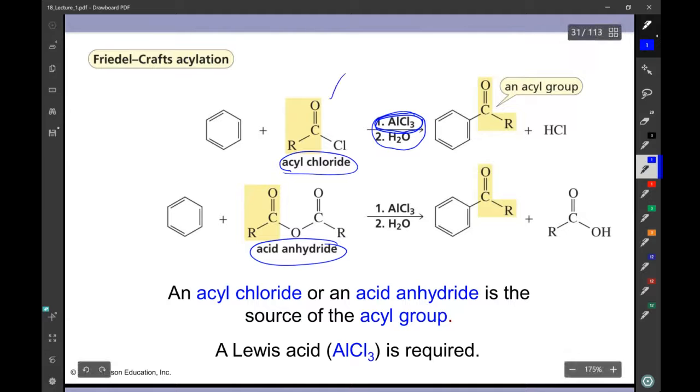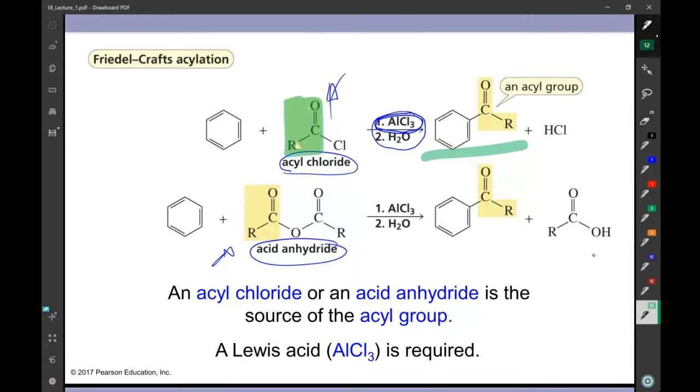This is an example of an acyl chloride, and this is an example of an acid anhydride. And in that acylation, only the part colored in yellow or in green is what is added to our benzene ring. Same thing with your anhydride. Only this portion of the anhydride is added to the benzene ring. Take note, like I said, you need a catalyst.